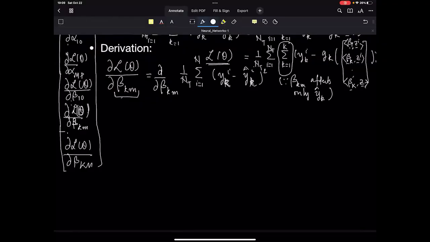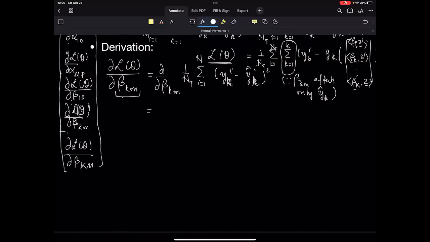So this is nothing but, I'll just write it out. So I have a square, I have a function of a function. So I will have a term that looks like 1 over nt, summation i going from 1 to cap nt, negative twice yki minus yk hat i times the partial derivative of beta km yk hat i. Okay, so this is what we have.